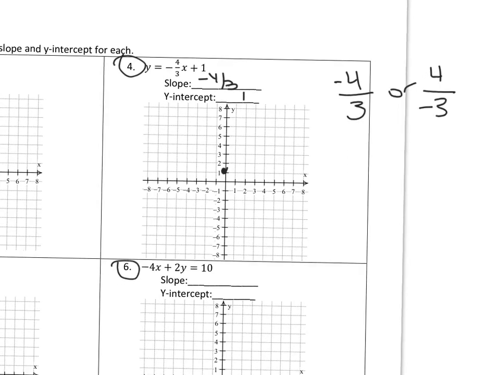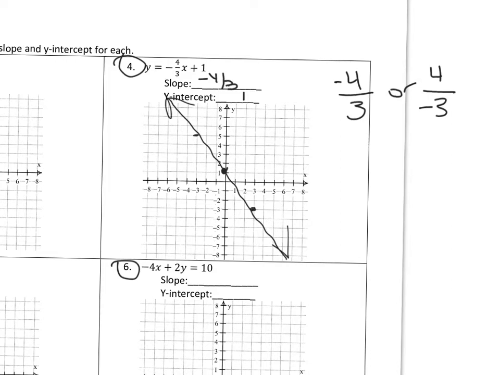So I'm going to start on positive 1. And then either one of these slopes, you can go down 4 to the right 3, down 1, 2, 3, 4 to the right 1, 2, 3. Or you can go up 4, 1, 2, 3, 4, to the left 3. And if you notice, these are still equivalent slopes. So I'm getting that correct line right through all 3 points.